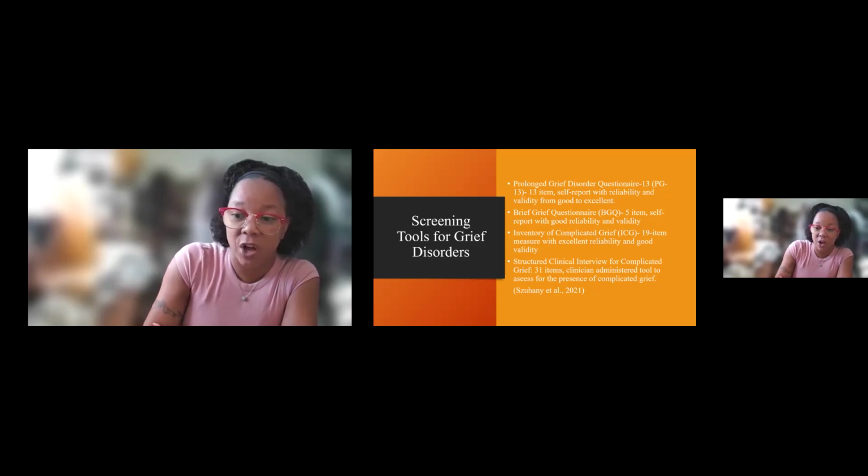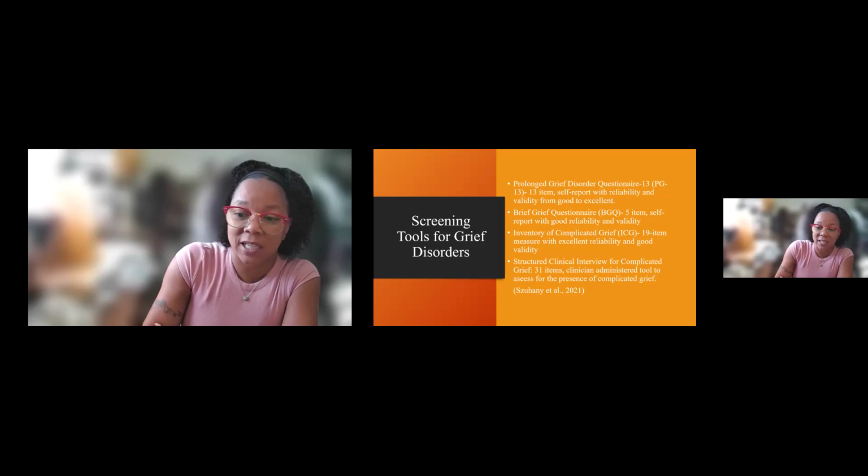The Inventory of Complicated Grief consists of 19 items designed to identify and quantify the symptoms of complicated grief, differentiating them from other diagnoses. Scores of 25 or above suggest that the individual may be significantly impaired in their daily functioning related to grief. The Structured Clinical Interview for Complicated Grief has 31 items.